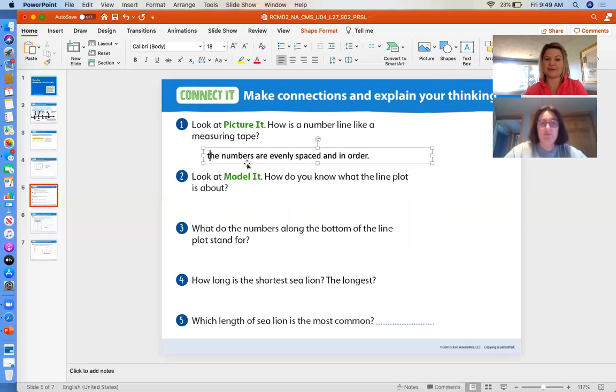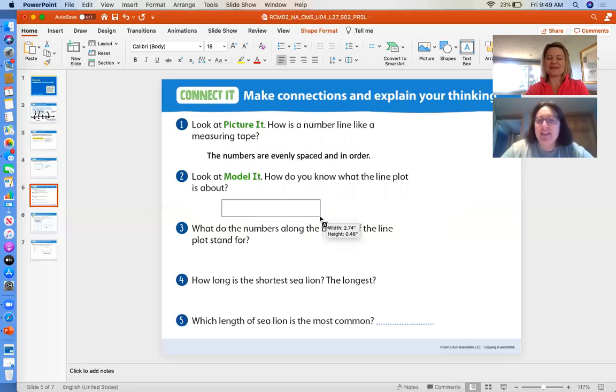Oh, I forgot something in my sentence. Capital letters and punctuation. We have to have it. Okay. Have to have it. Look at the model.